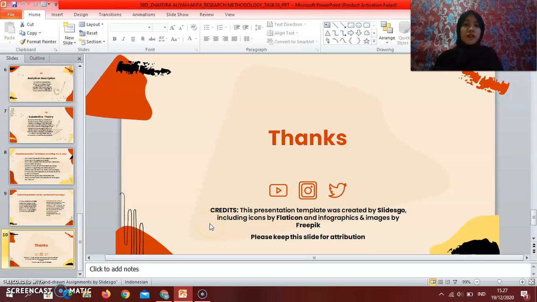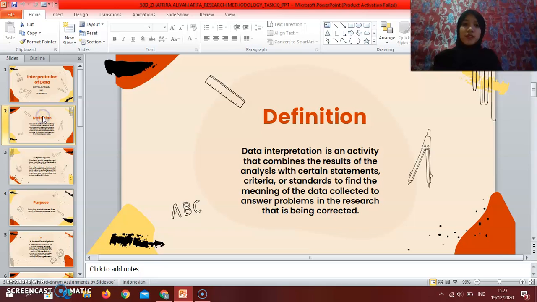So, I think that's all from my presentation. Before I end my presentation, I would like to give some conclusions. There are: interpretation data is an activity that combines the result of the analysis with certain statements or criteria or standards to find the meaning of the data collected to answer the problems.